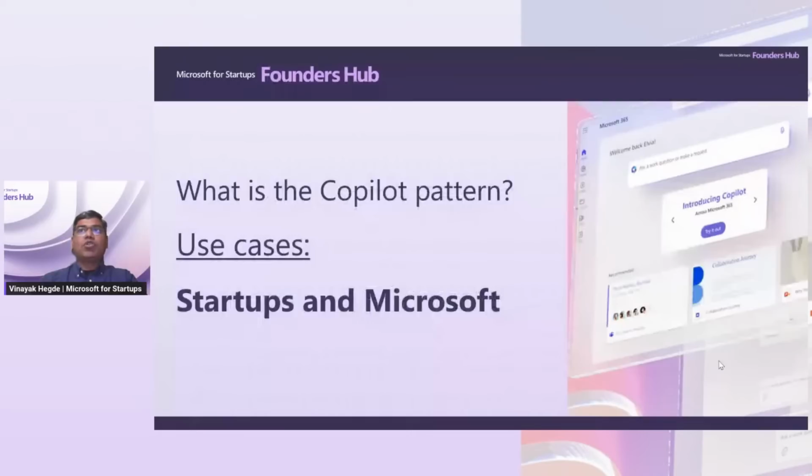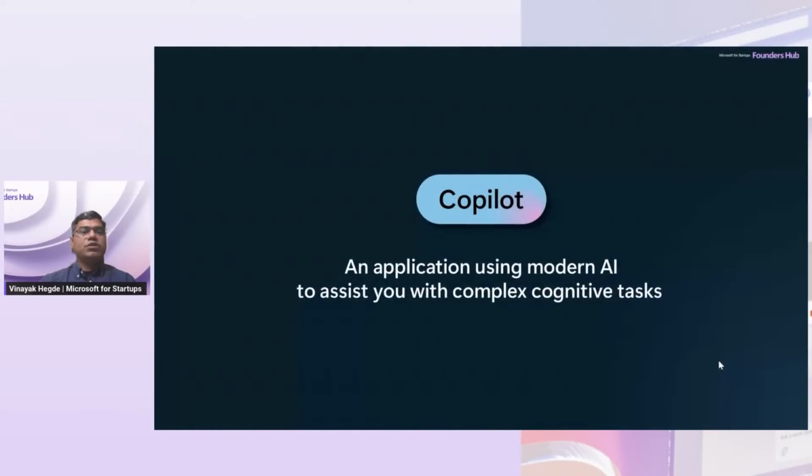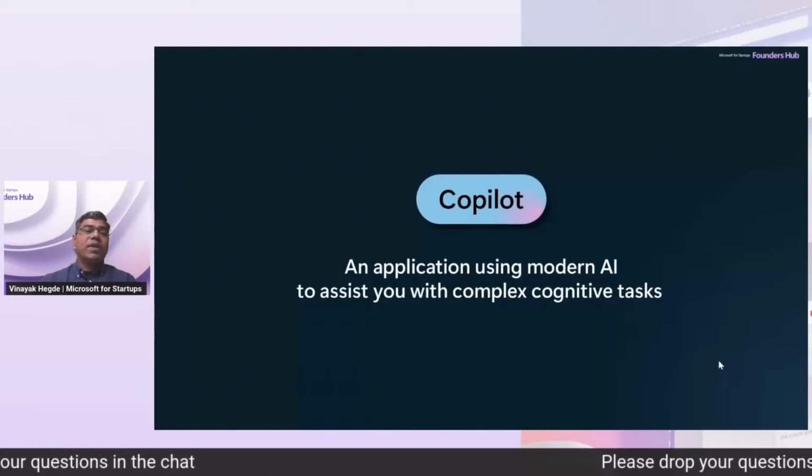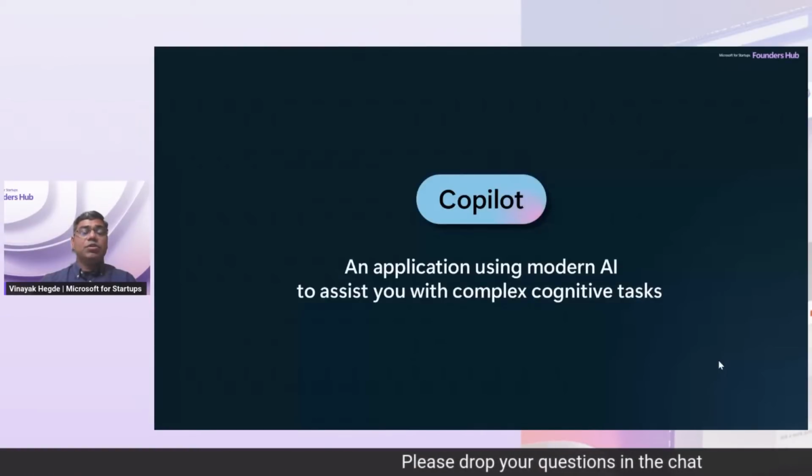I'll first cover what Copilot is, and then I will show you what different kinds of use cases it can be used for, and what is so special about this pattern. So what is Copilot? Copilot is an application that uses modern AI, typically foundation models, to assist you with complex cognitive tasks. Much of the time, what was different about the AI augmentation that we had was that the tasks were not very complex or not cognitive. Again, it's a shifting boundary. What we classify as intelligence changes over a period of time, and we come to accept it. But Copilot is something that augments users.